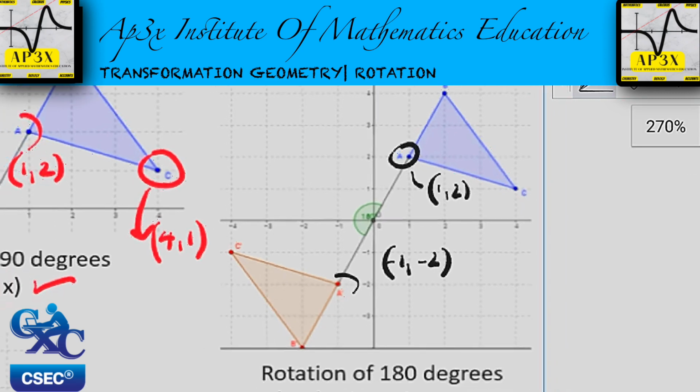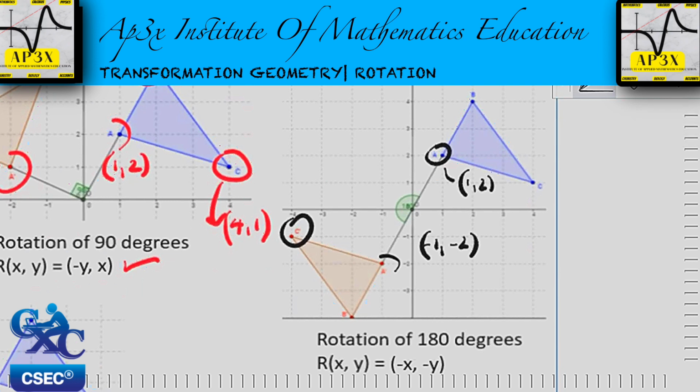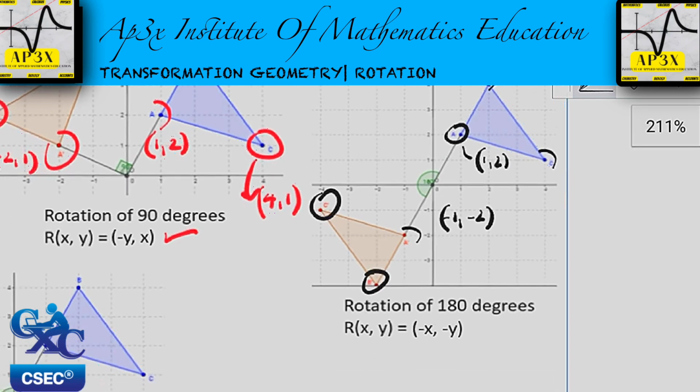All right, and that's 180, and you're going to find that that's very consistent with C and C prime and B prime. All right, you can check that out on your own.